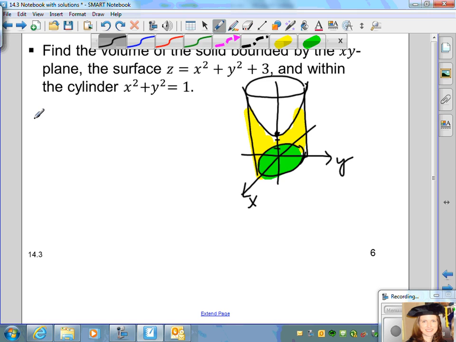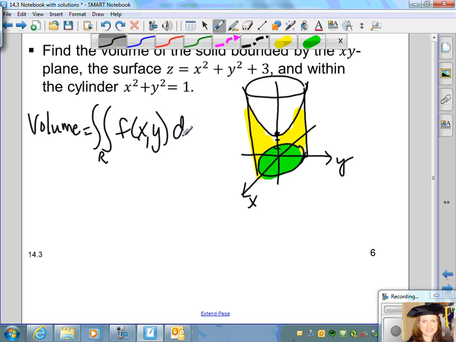So to find the volume of a solid, if you're given a function of x and y, the volume can be found using a double integral over R, where R is that base region, of f of x y times differential area. Now in this case, our base region is a circle, and the height of this function is given by z equals x squared plus y squared plus 3.